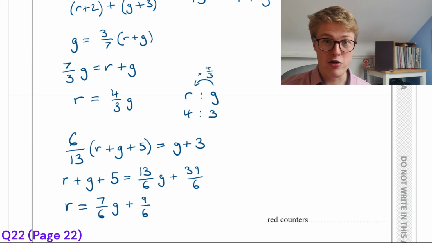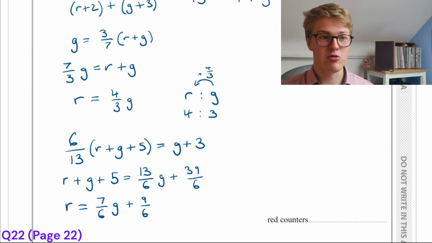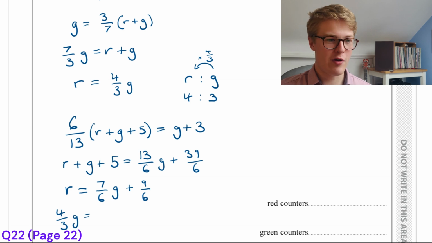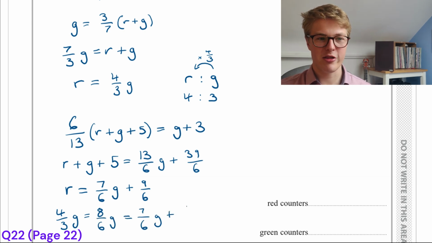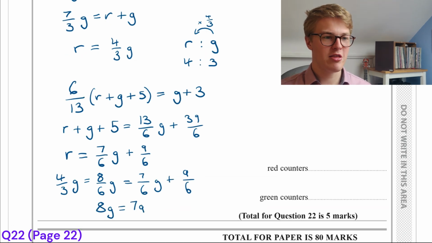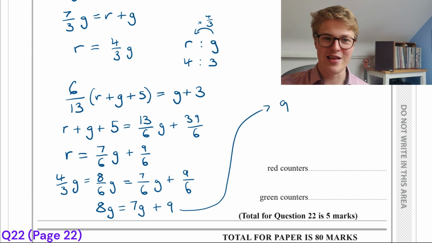Now that we have another equation for r, we can create a simultaneous equation where we replace r with 4/3 g. So we have 4/3 g instead of r. This is the same as 8/6 g, which is equal to 7/6 g plus 9 over 6, which is what we just found. We do this because we can then multiply everything by 6, and we end up with 8g is equal to 7g plus 9, which means that g is equal to 9.